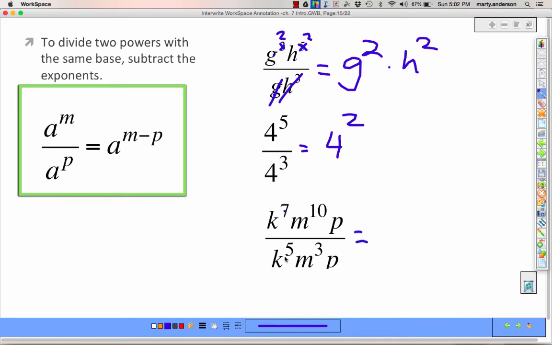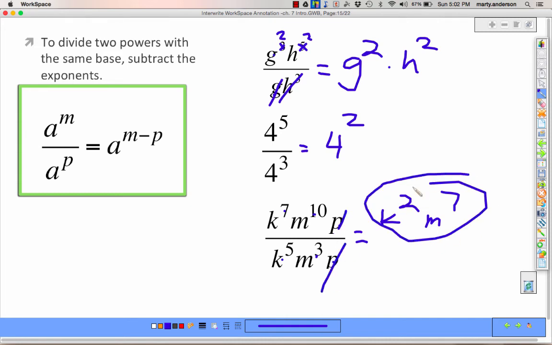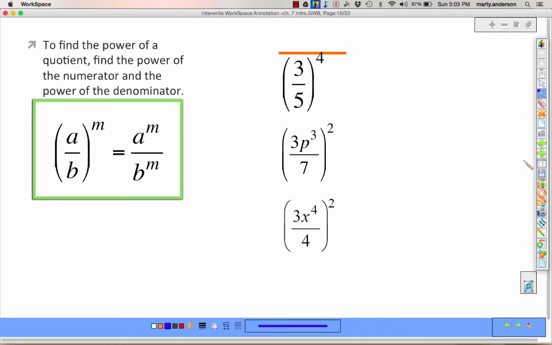Bottom one, 7 k's and 5 k's. Got to be 2 left over. 10 on the top, 3 on the bottom, got to be 7 left over. 1 on top, 1 on the bottom, got to be no p's left over. That's all that we have there. So it's kind of a cancellation, just like when we're simplifying. That's all that we're doing here, is simplifying.